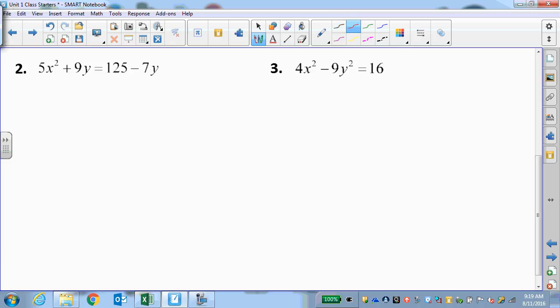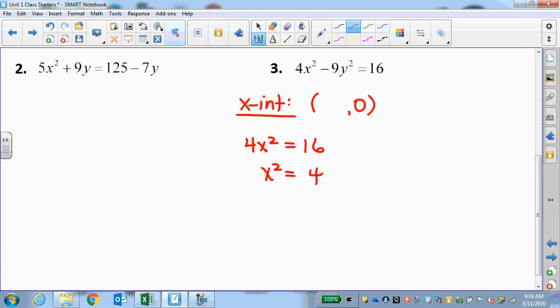Number 3, we have 4x squared minus 9y squared equals 16. So let's find our x-intercepts, which we've already said occurs when y is 0. So I'm going to plug in 0 for y. I'm going to get 4x squared equals 16. That's a pretty easy one to solve. x squared equals 4. So x must be, or yeah, we can just say plus or minus 2. So we have 2 x-intercepts again, like we did back in number 2.